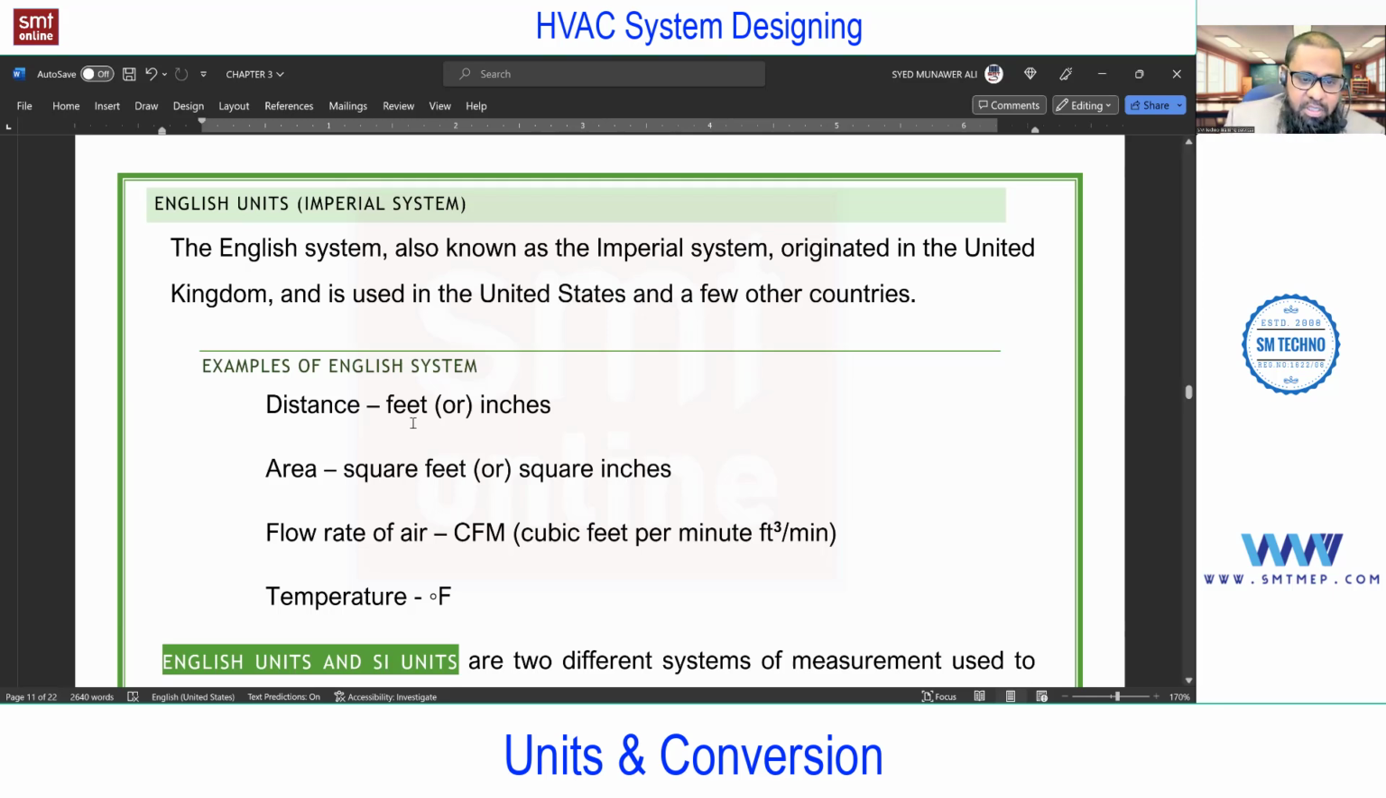So don't get confused. Distance we can use in feet or inches, or area in square feet or square inches. Flow rate of air, most commonly CFM, cubic feet per minute.